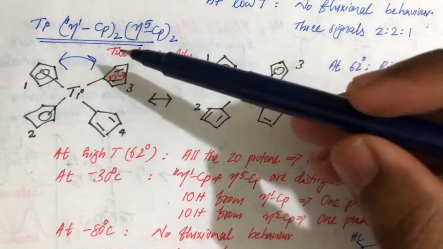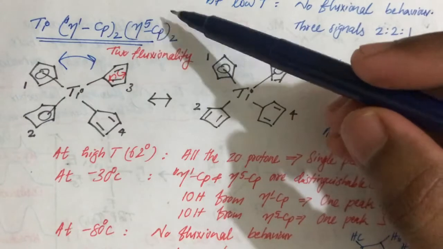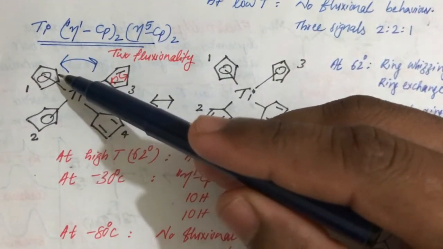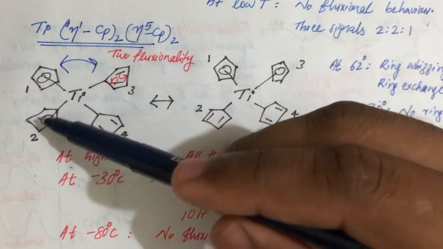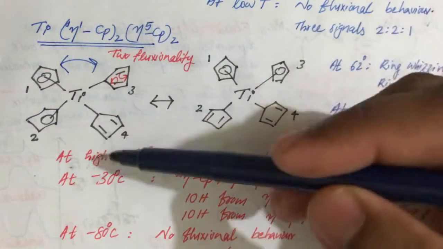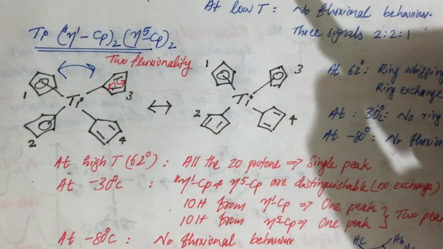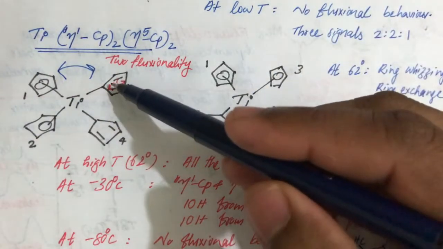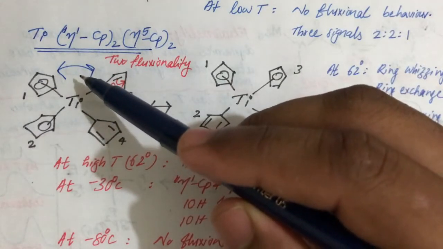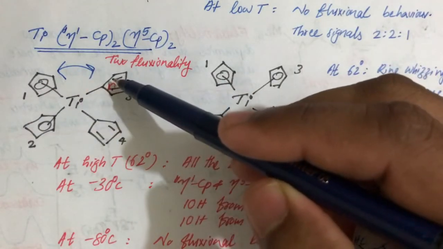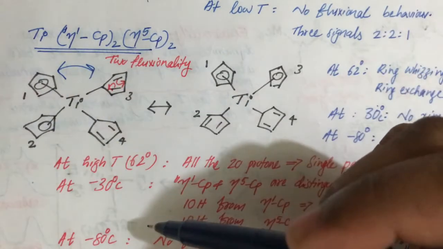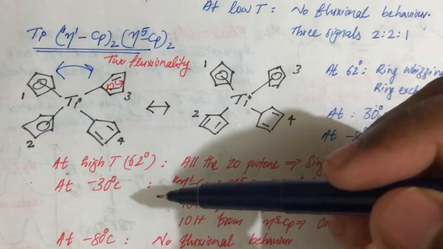Another interesting organometallic complex showing fluxional behavior is this complex. Here 2 Cp, that is cyclopentadienyl ligands, have hapticity 5 and 2 have hapticity 1. The fluxional behavior is that these ligands can interchange. That is, they can change from hapticity 1 to hapticity 5, and hapticity 5 to hapticity 1. That is one mode of fluxional behavior.